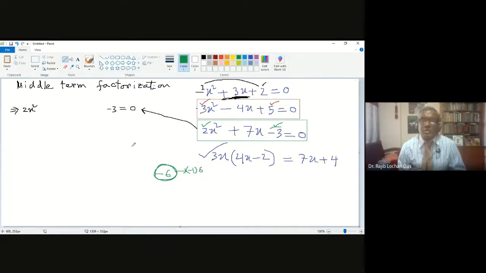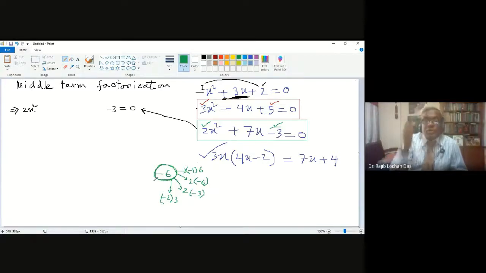Is it working? You check. Another factor may be plus 1, then minus 6. One factor may be plus 2 and then minus 3. Another factor may be minus 2 and then plus 3. And what else? Do you have any other combination? Not really.